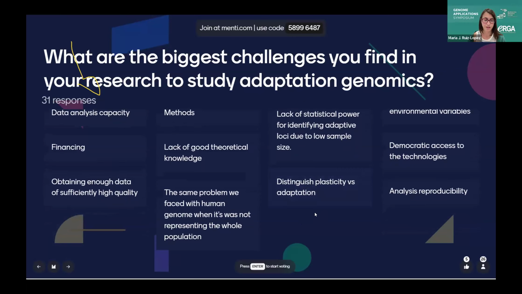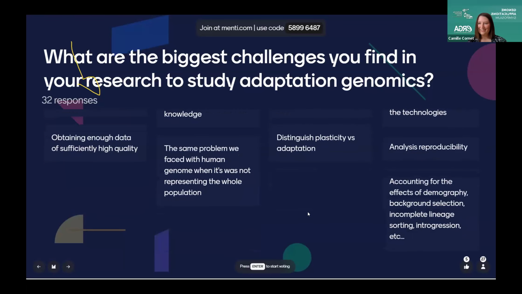Distinguishing plasticity versus adaptation. That's a big question. I really like this one. The problem we faced with the human genome was not representing the whole population. Is the future then to have pangenomes for your species of interest that might be representative of all of the population you want to assess? I think that might be an area that goes further. Accounting for the effect of demography, yeah, all the confounding factors, absolutely.